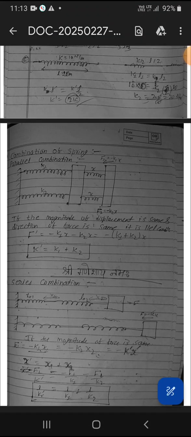So that's what we have done here. In combination of springs, first was parallel. What is parallel combination of springs? The magnitude of displacement is the same and the direction of force is the same, and we get k dash equal to k1 plus k2. Whereas in series combination, the magnitude of force is the same and we get 1 by k dash equal to 1 by k1 plus 1 by k2. So here we are ending this, but just after this we will follow with another lecture in which we will be talking about some more important things. So let's continue with that.